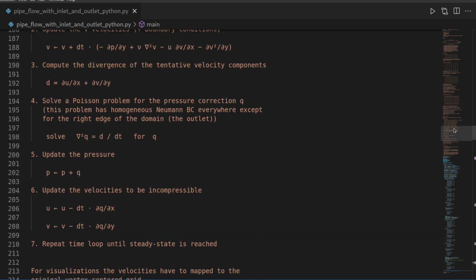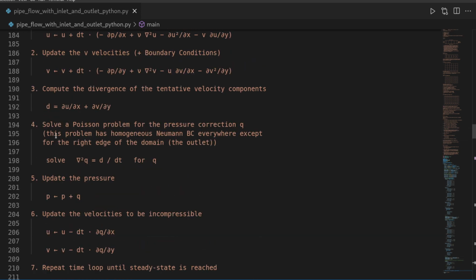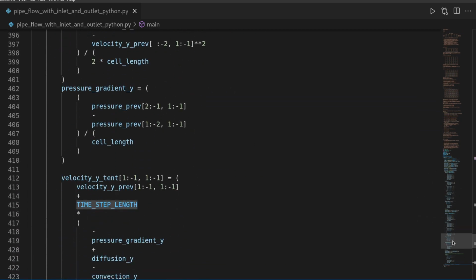And now we have to do step 4, which is the solution of the Poisson problem with Neumann boundary conditions, homogeneous Neumann boundary conditions. And for this, we will be using a Jacobi smoothing procedure which is super simple, might not be as accurate as a more sophisticated iterative solver, but is definitely decent for the application here. And this works as follows.